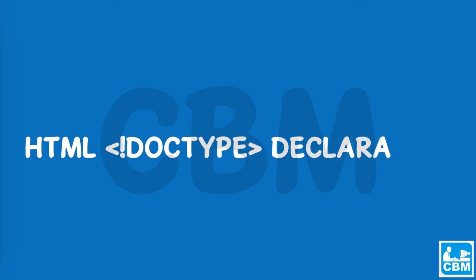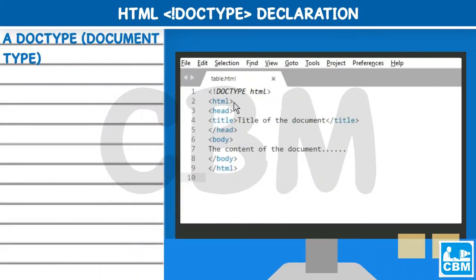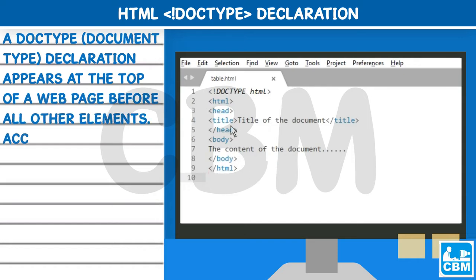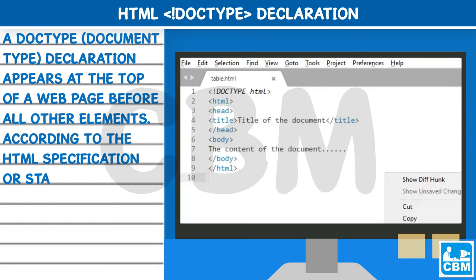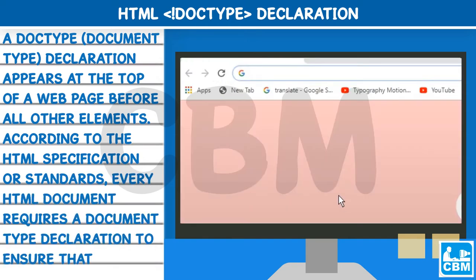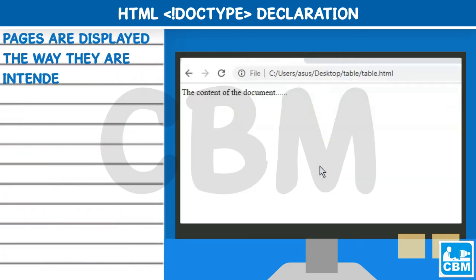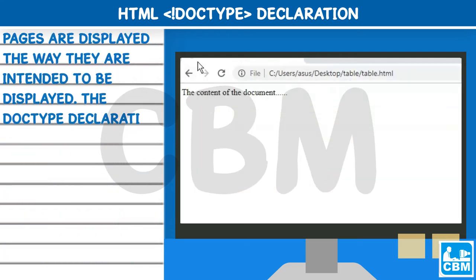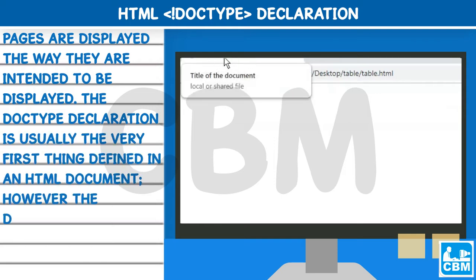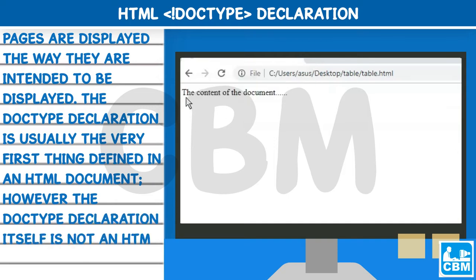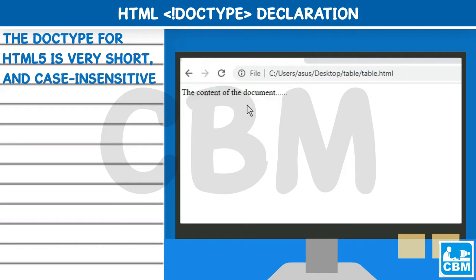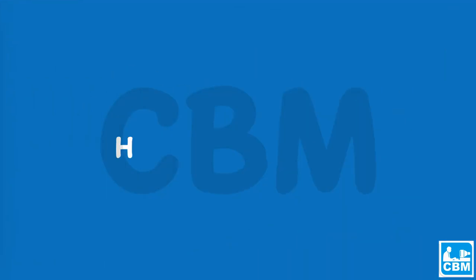HTML DOCTYPE Declaration. A DOCTYPE, document type, declaration appears at the top of our web page before all other elements. According to the HTML specification or standards, every HTML document requires a document type declaration to ensure that your pages are displayed the way they are intended to be displayed. The DOCTYPE declaration is usually the very first thing defined in an HTML document. However, the DOCTYPE declaration itself is not an HTML tag. The DOCTYPE for HTML5 is very short and case insensitive. DOCTYPE html.